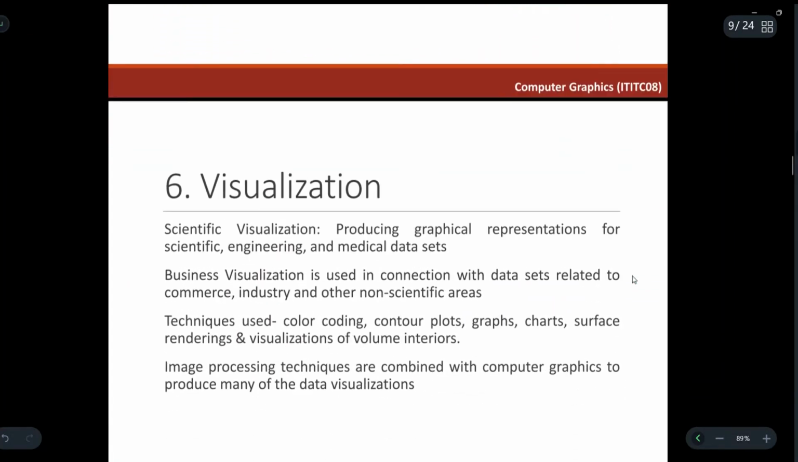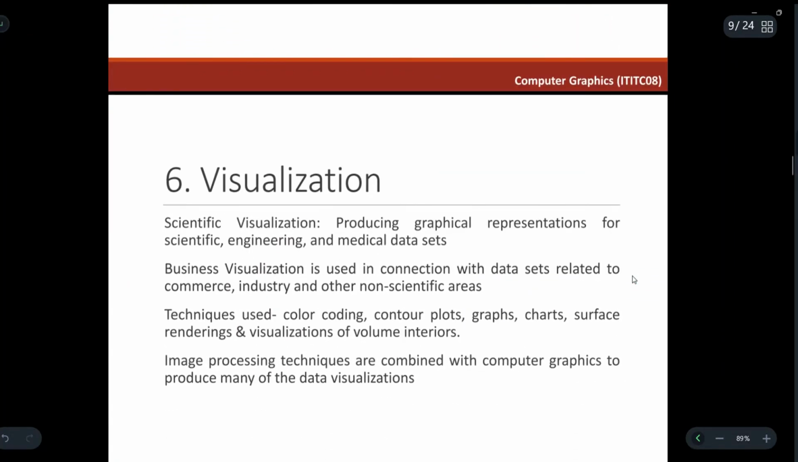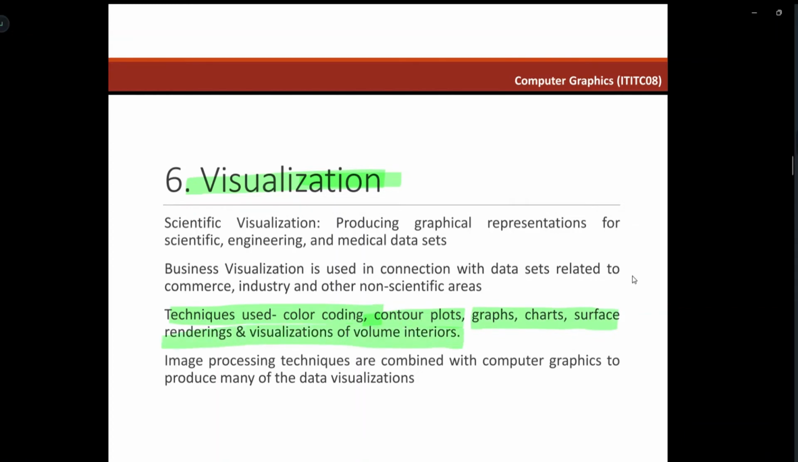Now we have visualization. The techniques used are color coding, contour plots, graph charts, surface rendering, and visualizations of volume interiors. All of these require computer graphics. Then we also have business visualization, which is used with data sets related to commerce, industry, and other non-scientific areas. Now let us come to scientific visualization.